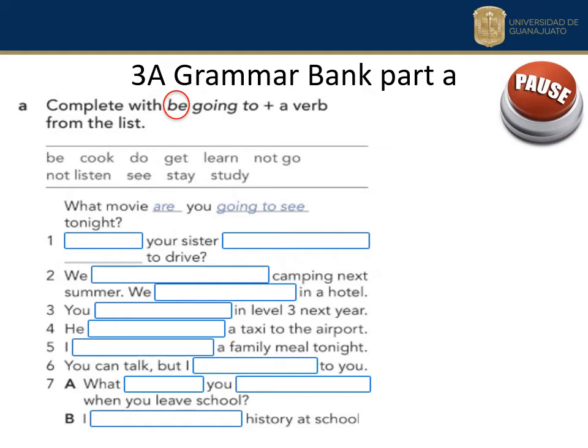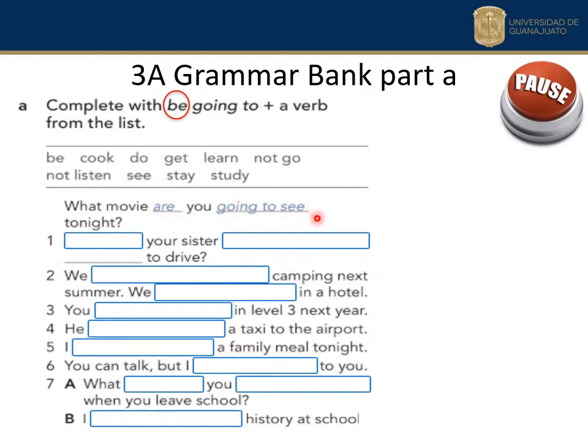Okay, so this is the activity for the grammar bank, part A, and you have to complete with be going to plus the verb from the list, okay? Remember that the verb be, you need to change it depending on the subject, okay? Like in the example here, what movie, aquí tenemos el sujeto es you, entonces por eso está are. What movie are you going to see tonight?